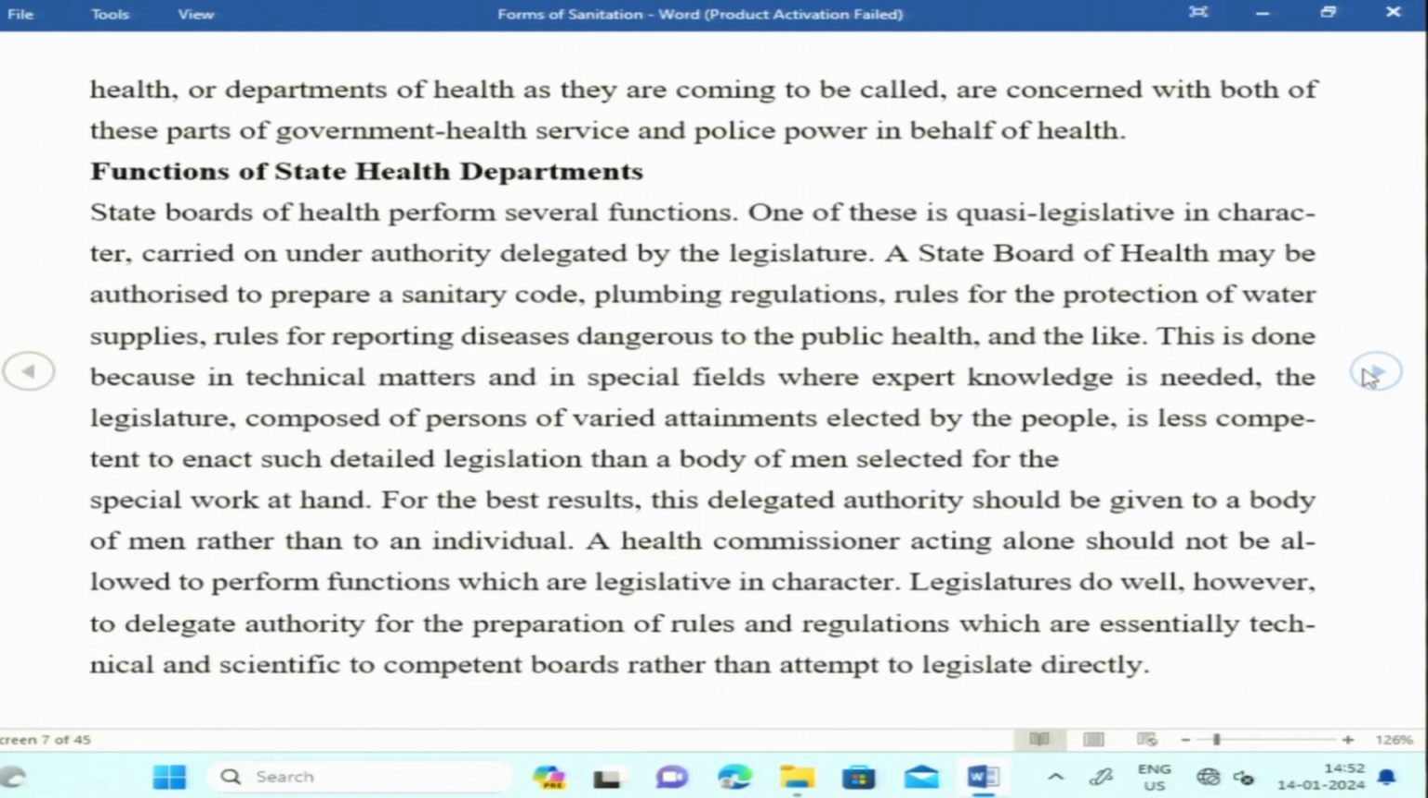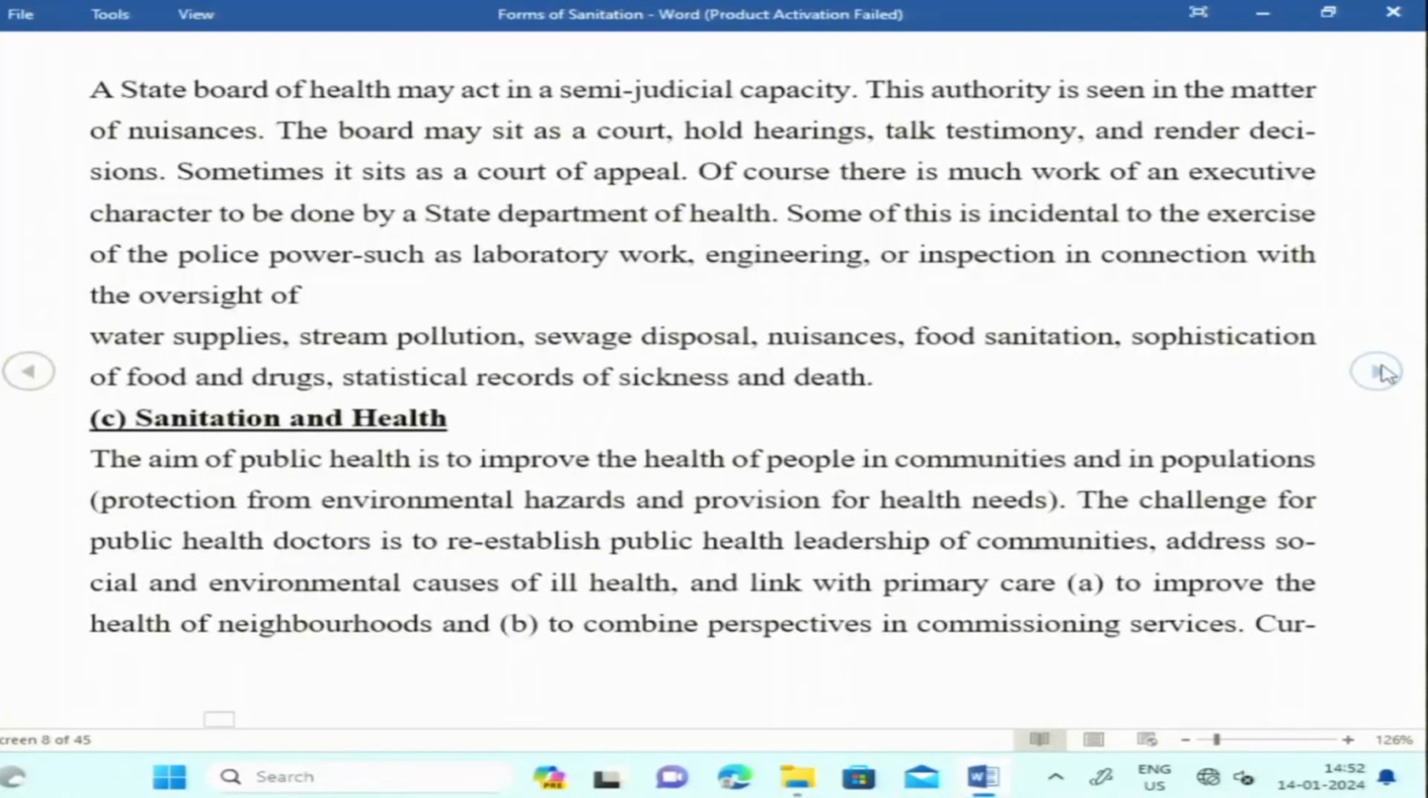And the function of the state health department has to be seen in terms of how the legislature is going to be crucial in order to understand the sort of nuances which are to be seen as part and parcel of the authority.